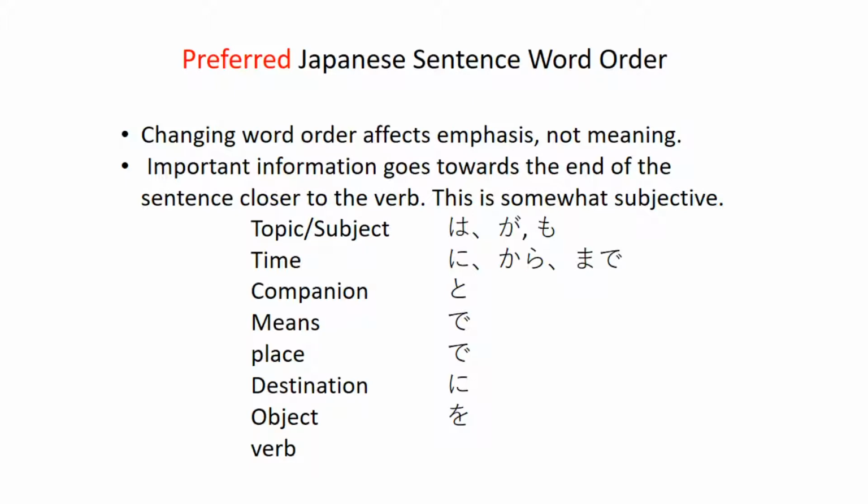Typically, your topic and subject are marked by wa, ga, or mo. Time is typically indicated by ni, kara, or made. Kara being from, made meaning to. Companion is typically marked by to. Means typically marked by de, such as by car, kuruma de. Place where something happens or action takes place is typically marked by de. Destination can be marked by ni. The object, direct object, is marked by o. And lastly, the verb comes at the end of the sentence.